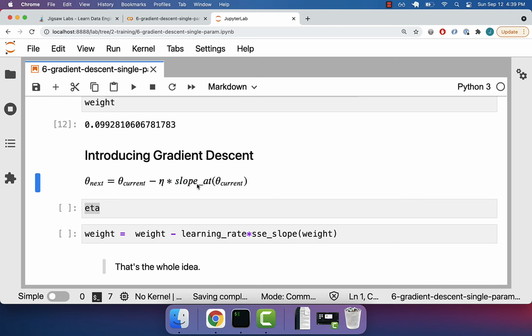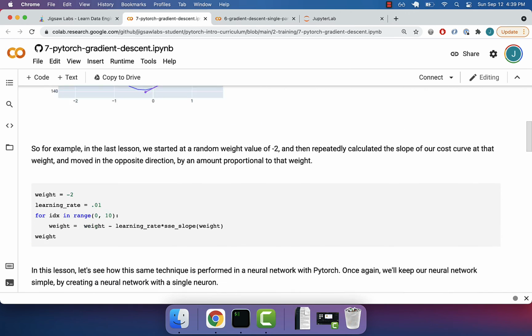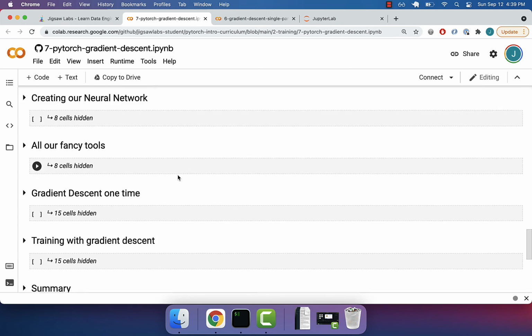And I encourage you to go to the lesson and play around with this, because it is fun to see this in code. All right, next up, we will move into using PyTorch to train a neural network. So that'll be really cool.